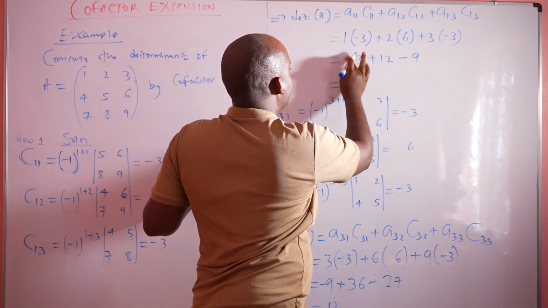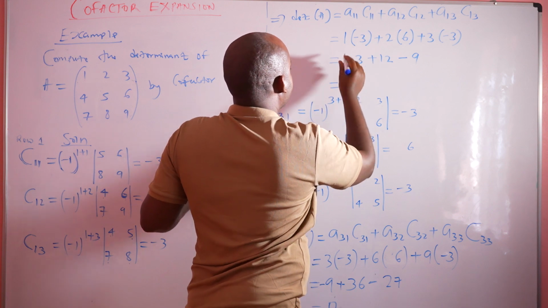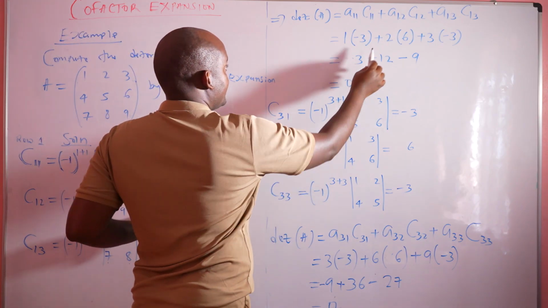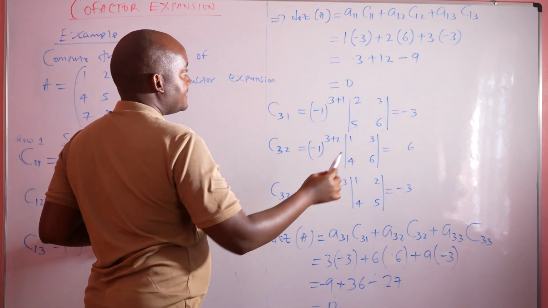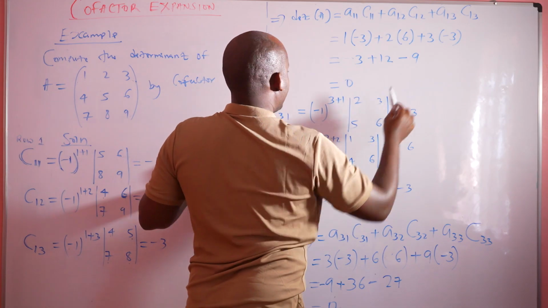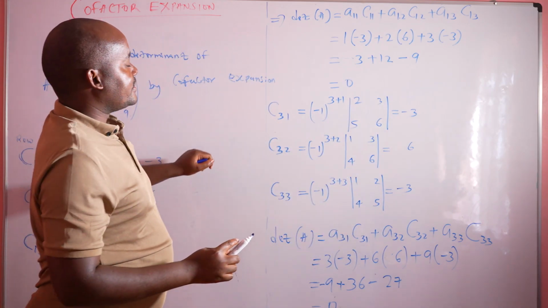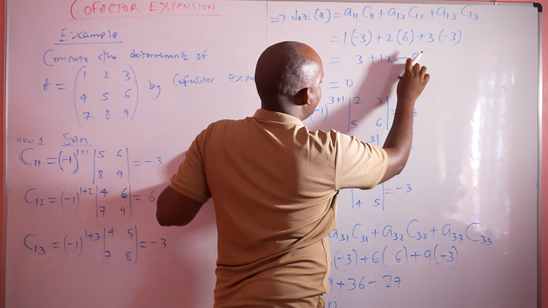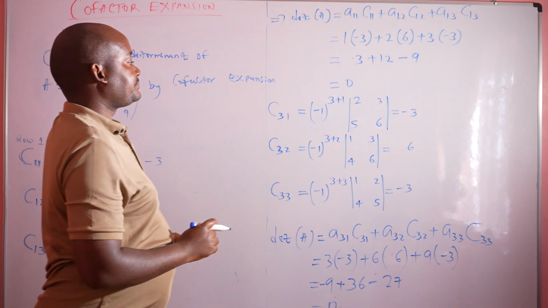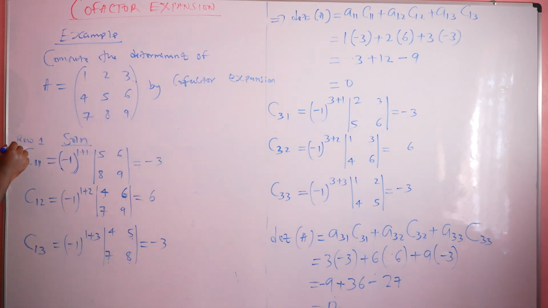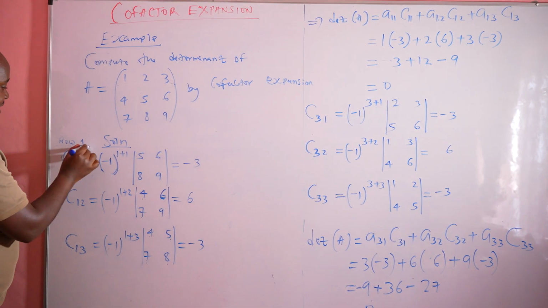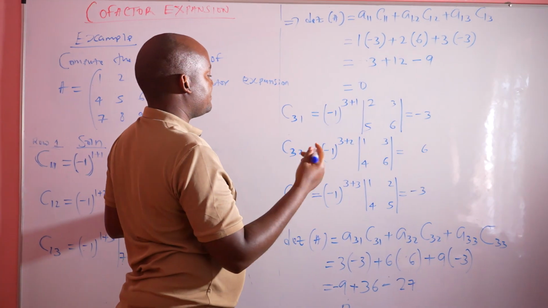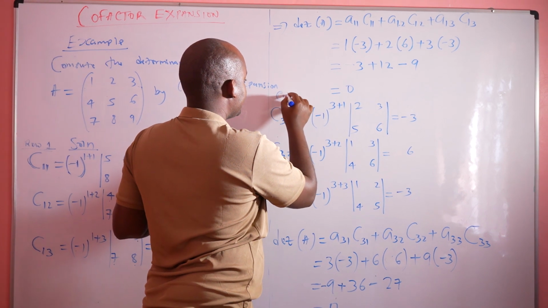These will be the same as: you take 1 multiplied by -3, plus 2 multiplied by 6, plus 3 multiplied by -3. Now should you simplify this, it will be -3 plus 12 minus 9, which gives us 0. That is, we have computed the determinant along row 1. You can also compute the determinant along, maybe let's pick column 3 in this case.